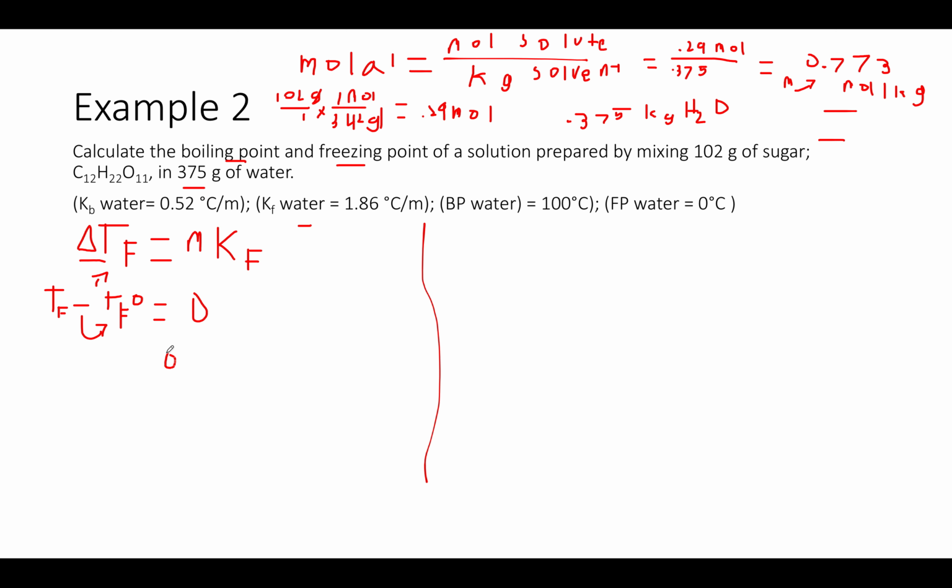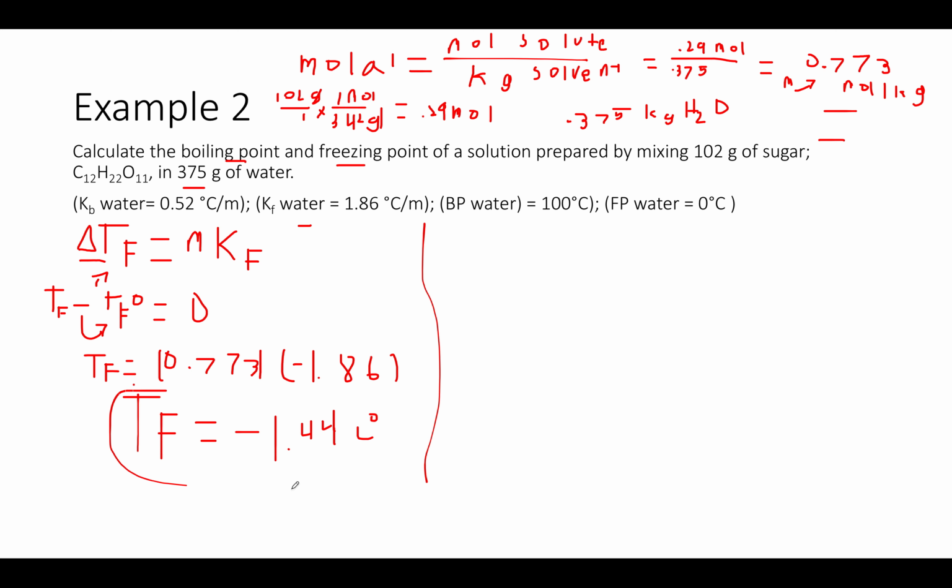So that's going to give me 0.773 molal for my molality. I'm going to make my freezing point depression constant negative because it's depression constant. And that's going to equal my freezing point depression. So this is just a little bit easier way. So the freezing point depression here, this solution will freeze at approximately negative 1.44 degrees Celsius.